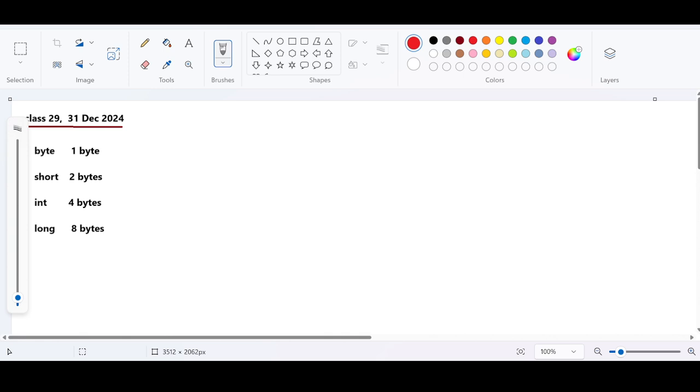The formula says minus 2 to the power of n minus 1. This is the range for negative numbers. The range starts from minus 2 to the power of n minus 1 to positive 2 to the power of n minus 1, minus 1. What does it really mean? Here n represents the number of bits.